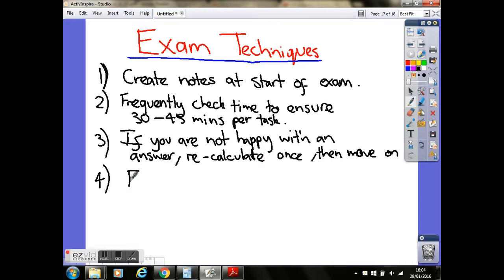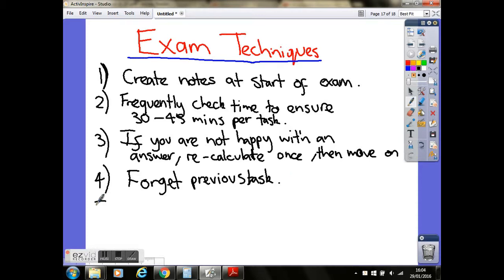So to summarize again, forget the previous task. I know it might be easier said than done. As I say, you just don't want to be caught up in it. You're still thinking about your previous answer, and then you're struggling to do your next question because of that. So forget your previous task is tip number 4.